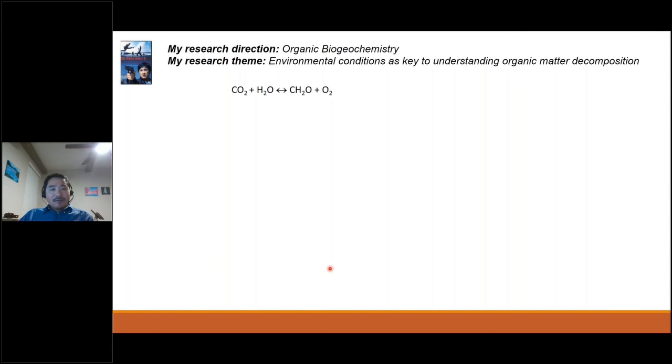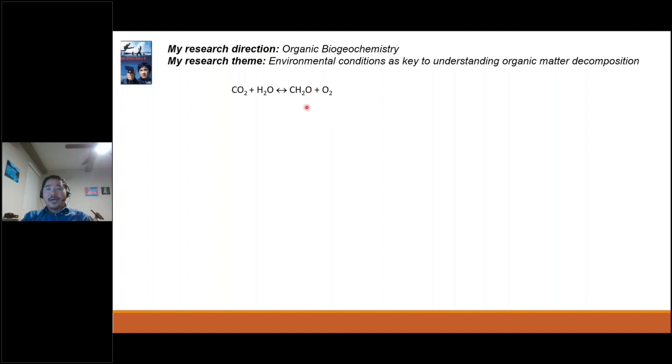I define myself as an organic biogeochemist. My research direction mostly looks at how the environmental condition affects organic matter decomposition. So I have this simple equation here. You can see CO2 plus water, right? This is like photosynthesis. You produce this very simplified organic matter form, CH2O. So essentially glucose, right? I just simplify with 1 carbon, 2 hydrogen, 1 oxygen, and you produce oxygen.